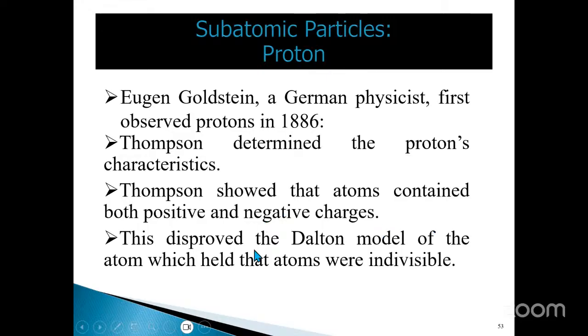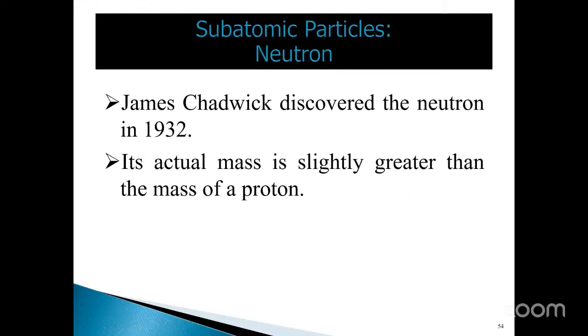So this contradicts, if you remember, the first assumption of the Dalton model, right? That the atoms are indivisible. It shows that there are actually smaller particles that exist within the atom. And up to this point in time, those particles were identified as the protons and the electrons.